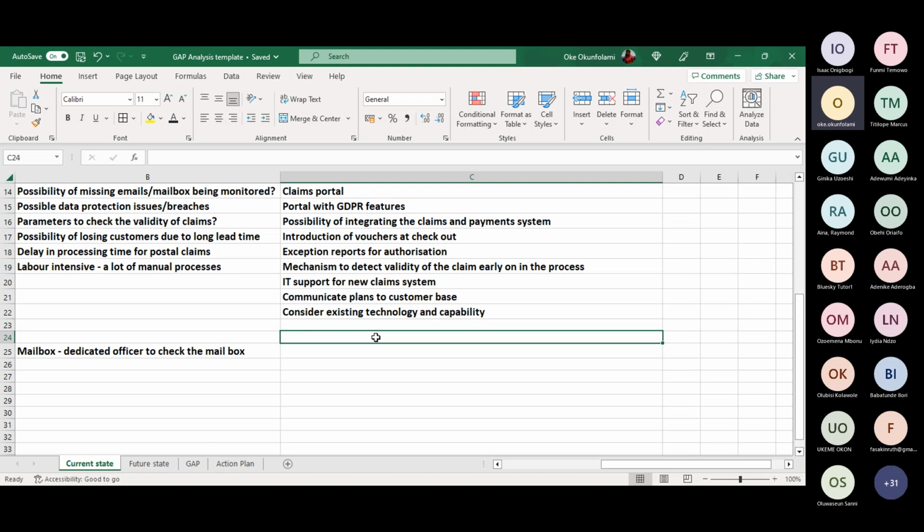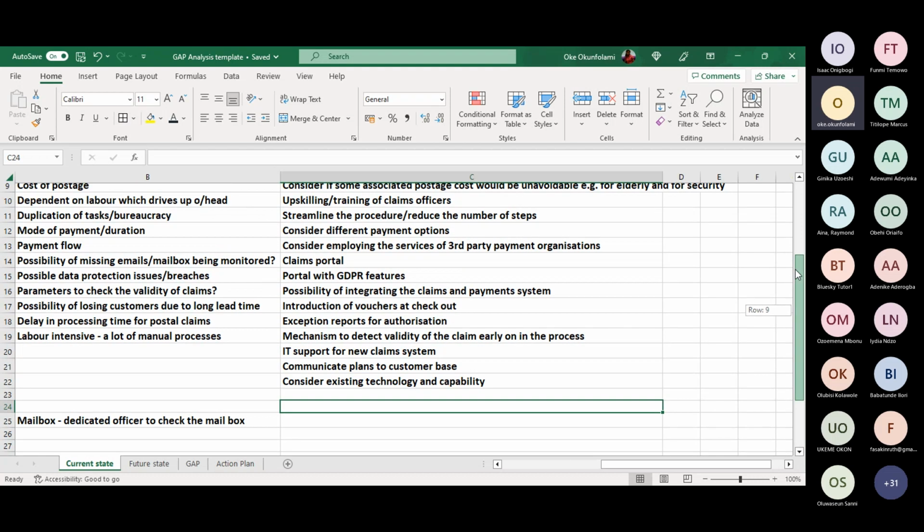So yeah, you also want to consider existing technology and capability. Like, do we already have in-house technology that we can adapt to suit this new claim system, or do we have to look for a bespoke one? Okay, with our budget, can we afford to get a bespoke system, or with our budget, can we just make some modifications to the existing one? So yeah, thank you everyone for the contribution.